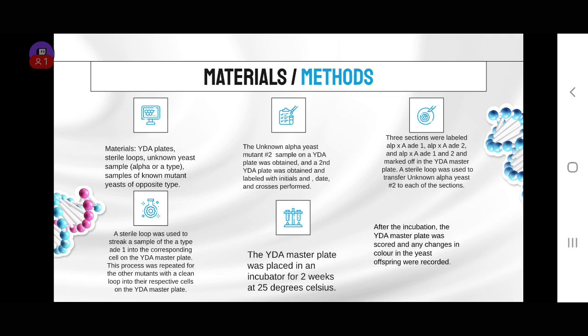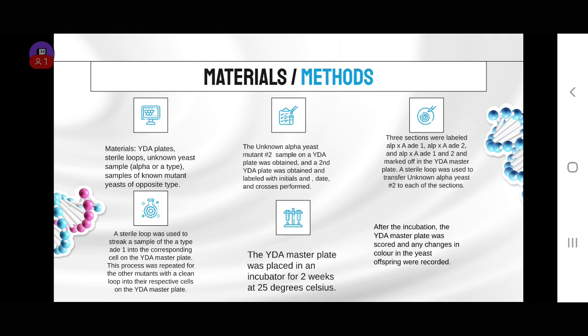Materials used include YDA plates, sterile loops, and an unknown yeast sample. We used alpha yeast number 2 as our unknown, and samples of known mutant yeast of the opposite type. First, the unknown alpha yeast, mutant number 2 sample, on a YDA plate was obtained, and a second YDA plate was used as the master plate, which was labeled with the crosses performed, the date, and the initials.